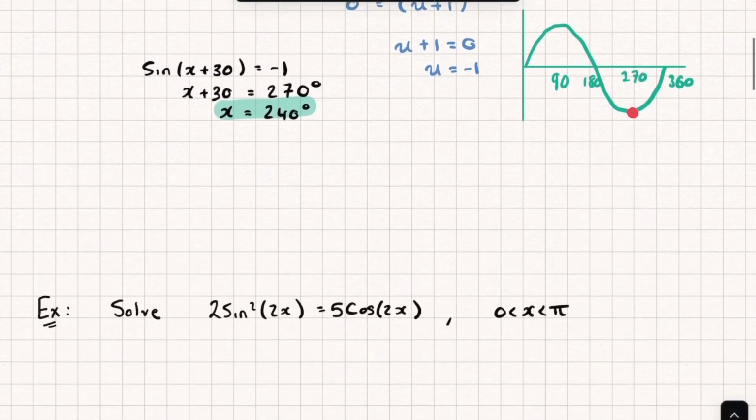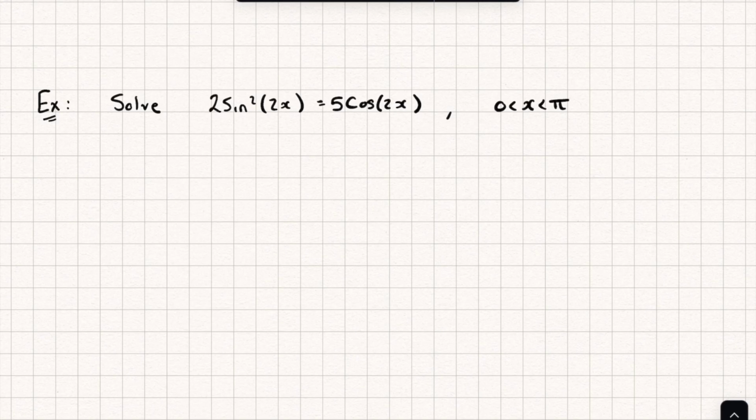Let's now look at the final example we're going to look at, which is solving 2 sine squared of 2x equals 5 times cos of 2x. And this time we're in radians, we're solving between 0 and pi. So I'm going to do the same thing. I need to get it all in terms of sine, cos or tan.